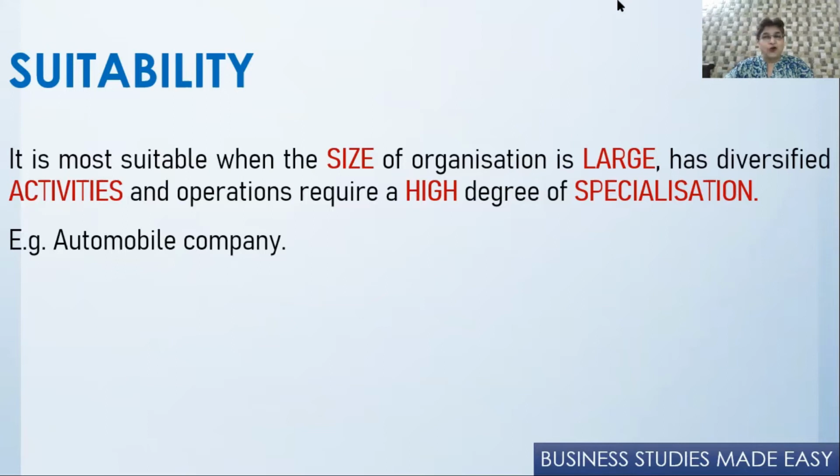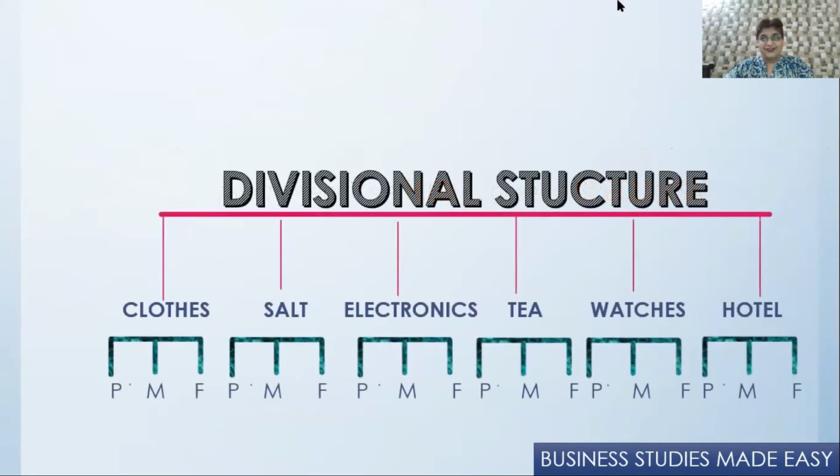And one example is automobile. So automobile requires a huge amount of capital. It is a very large organization and there's a lot of specialization in this. So that brings us to the other form, that is divisional structure.